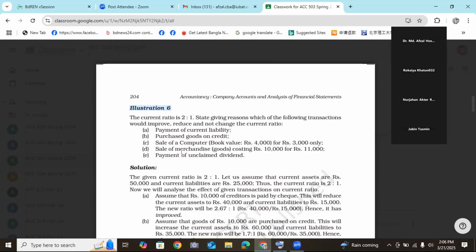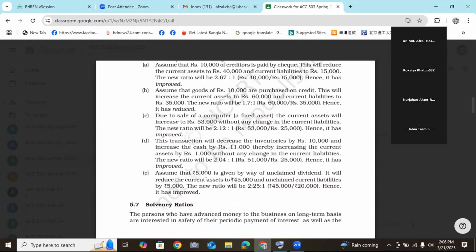Hello, Rokaya Khatun, are you there? Yes, sir. So I think last class we discussed illustration number 6, the last problem, isn't it? Yes, sir. Okay.